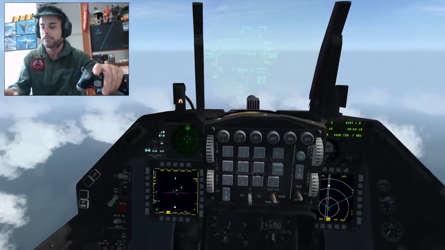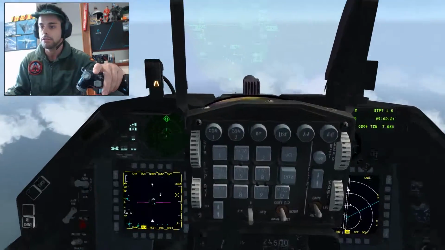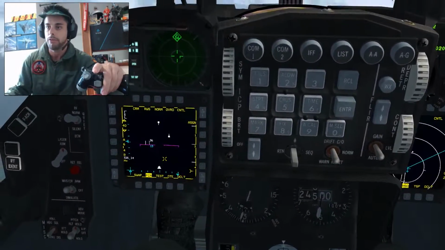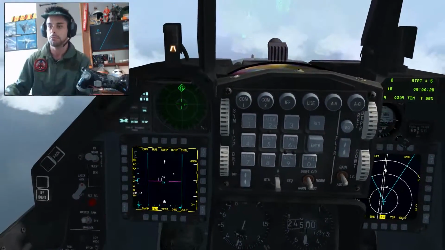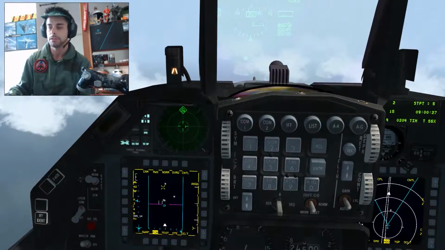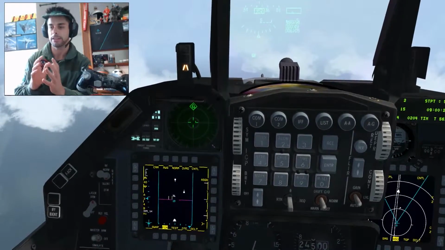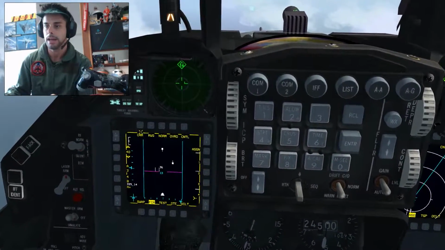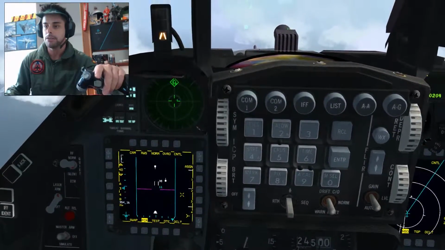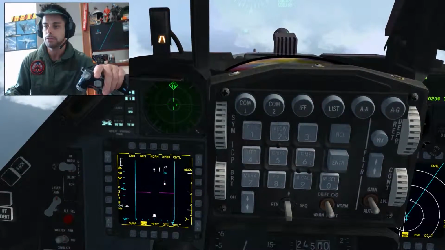As always, if you move your radar cursor to the left or to the right, you know, these blue lines, this is the Azimut. I don't know if Azimut is correct saying in English, but this is the Azimut bars. And now you can see I can move my cursor freely.